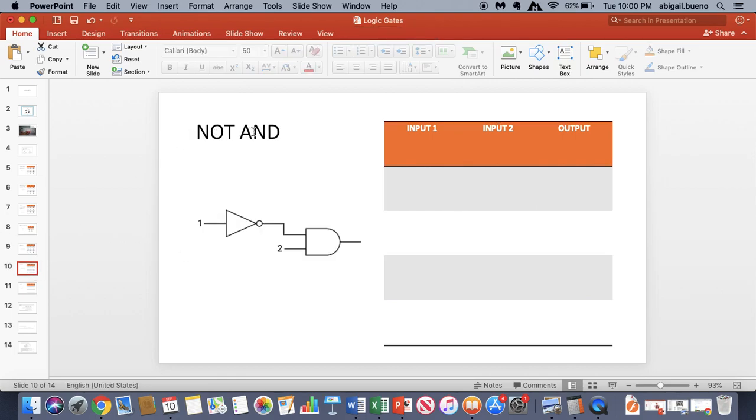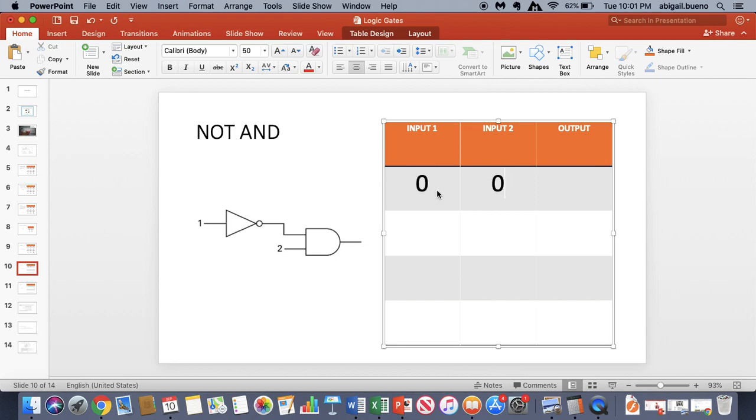Next, NOT AND. The output of a NOT gate is an input of an AND gate. Okay? Let's have, this is input 1, input 2. Let's have input 1 as 0, input 2 as 0. Input 1, 0, it will go through here, the NOT gate, so it's 1. 1, and then 0, AND gate, so the output is 0. I hope you were able to follow that.